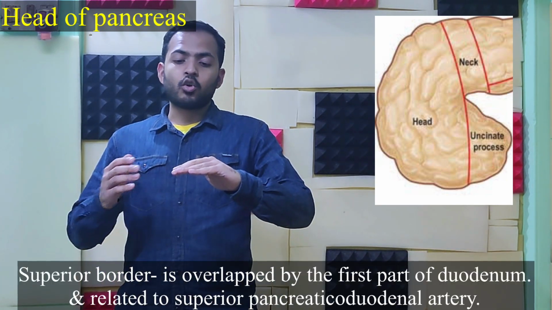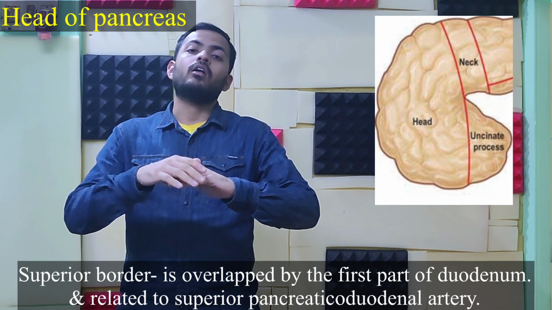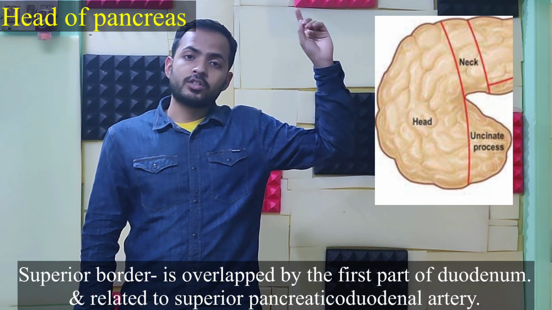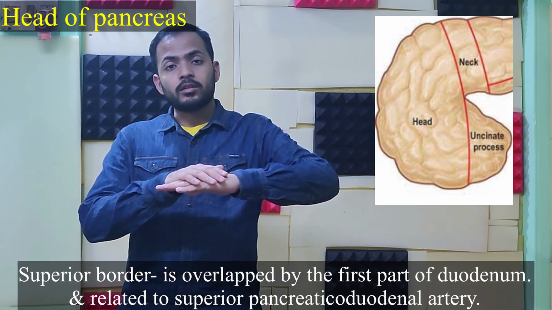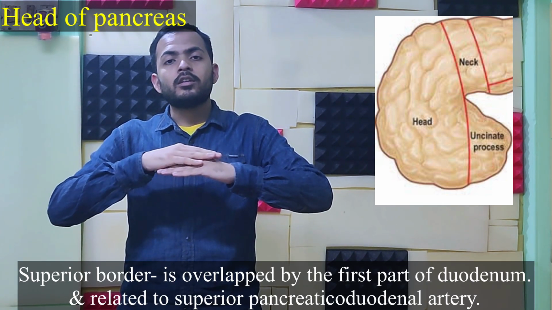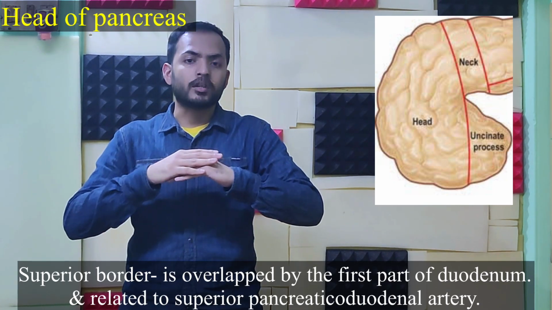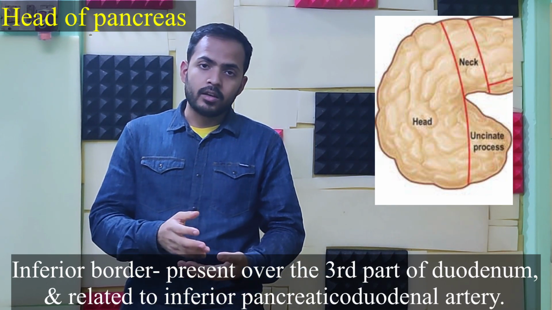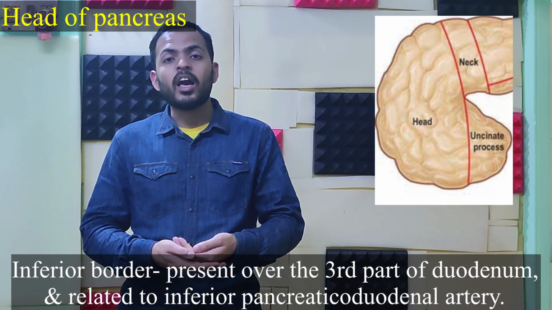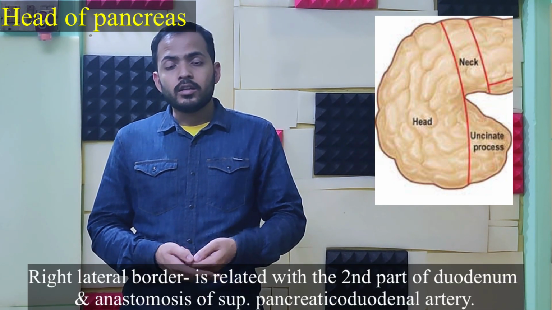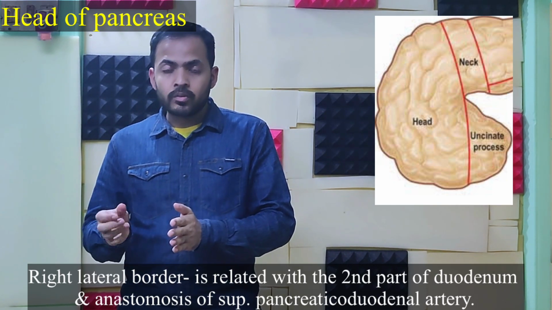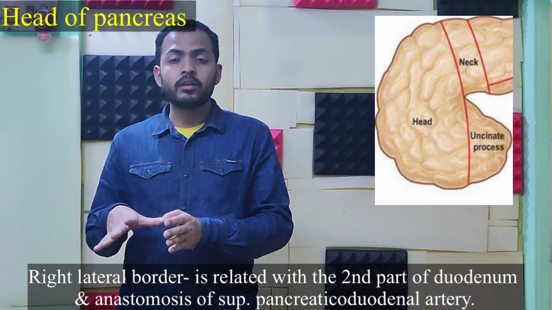The superior border is overlaid by the first part of the duodenum. I already talked about all the parts of the duodenum in detail in my duodenum video in my earlier GI system series, so you can check that. The upper border of the head of the pancreas is overlapped by the first part of the duodenum, and it is related to the superior pancreaticoduodenal artery. Likewise, the inferior border of the head is related with the third part of the duodenum and the inferior pancreaticoduodenal artery. The right lateral border of the head is related with the second part of the duodenum, and also the terminal part of the anastomosis between the pancreaticoduodenal arteries.